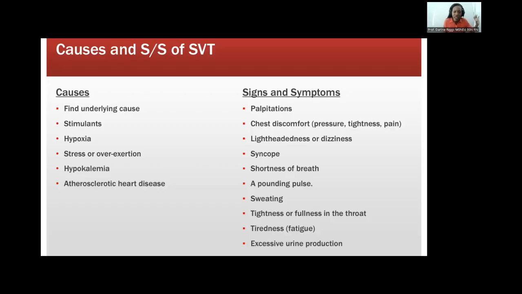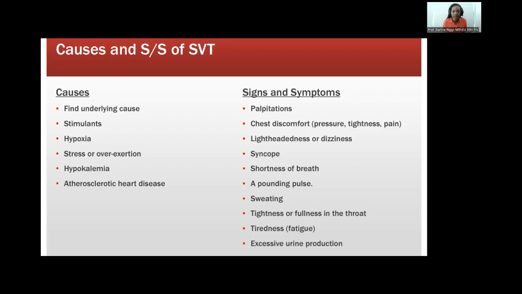A few of them, again, are similar to a regular tachy client, not a supraventricular, with the underlying cause, with the stimulants. Again, it could be caffeine, it could be cocaine. A number of stimulants could be causing this. Hypoxia, not enough oxygen, could be causing supraventricular tachycardia. Hypokalemia, not hyper, folks. Don't mix those prefixes. It's hypo, visualize hypokalemia.